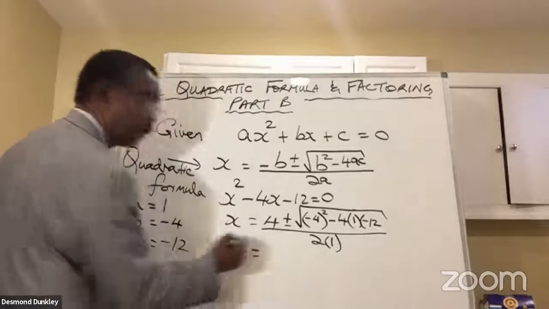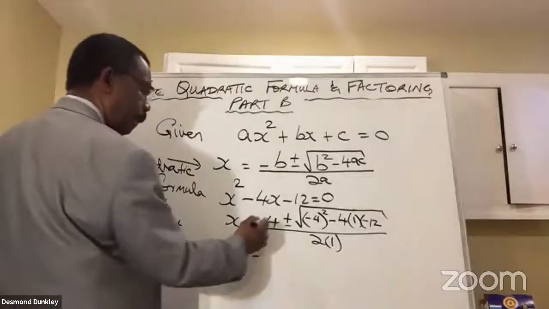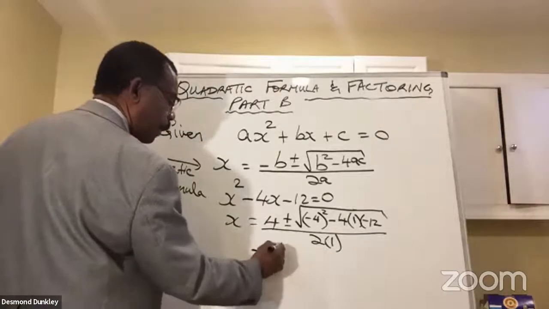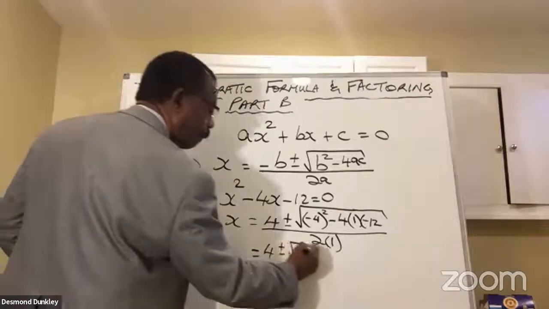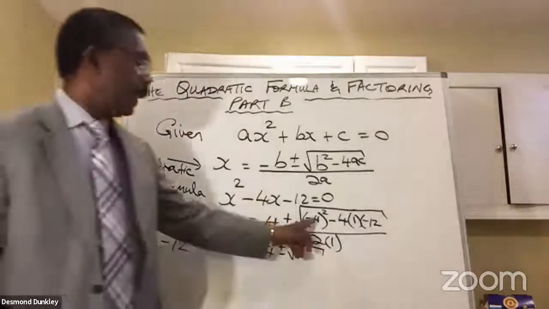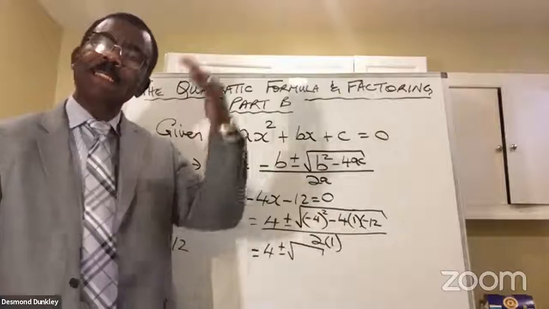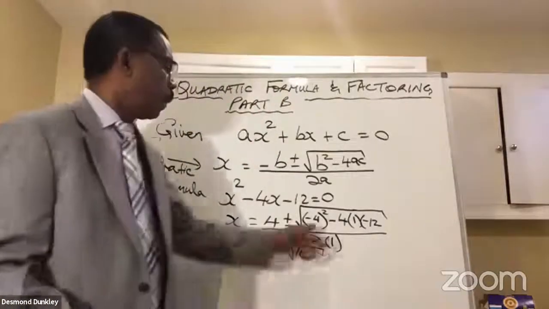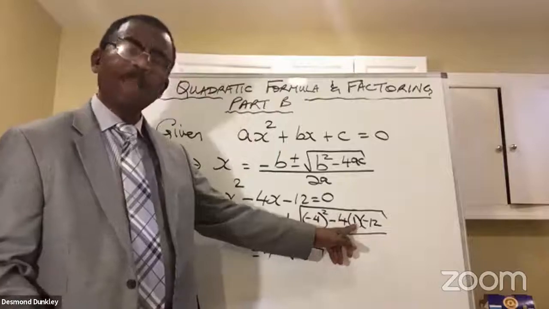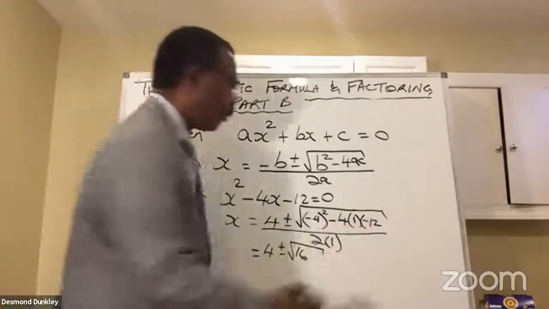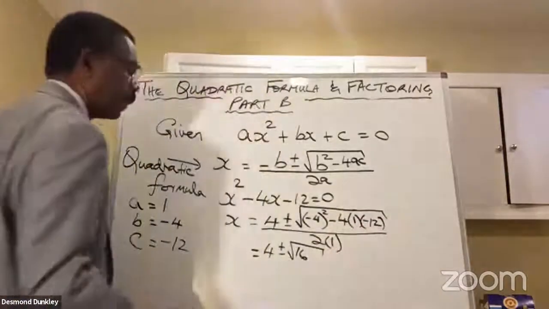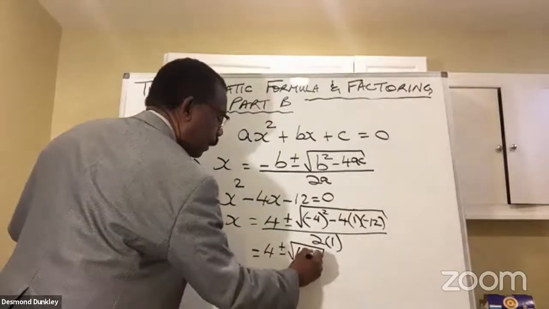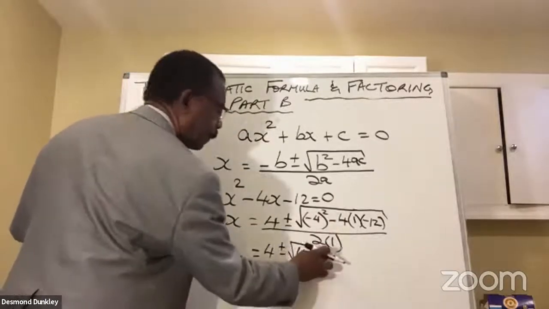So what's that equal to? Well, it's 4 plus or minus the square root of negative 4 times negative 4 is 16. Negative 4 times 1, negative 4. Negative 4 times negative 12 is 48.